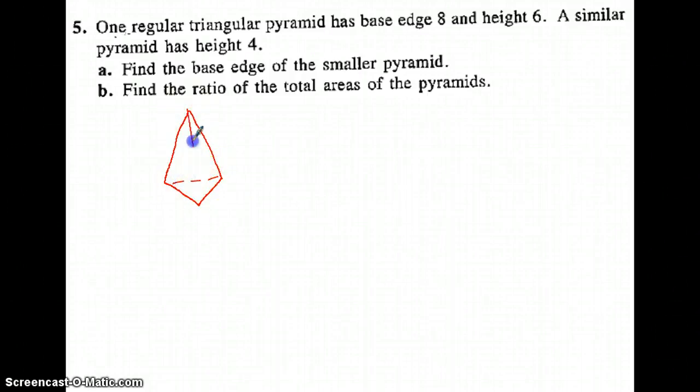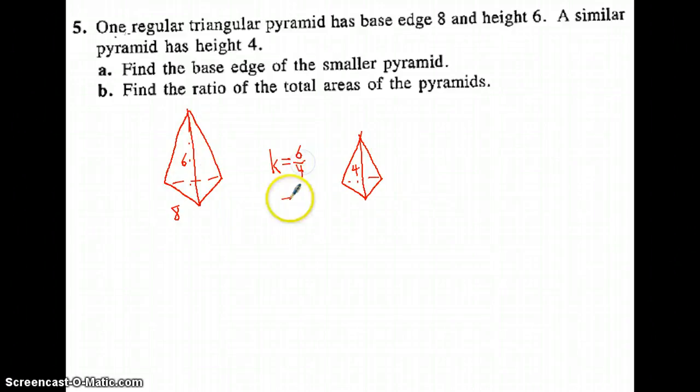Something like this. It has base edge 8 and a height of 6. I have a similar one, so it's altogether smaller. It has a height of 4. So I know what K here is. K is the ratio of lengths. Here's a length in this pyramid, a length in that pyramid. K is 1.5. Great. So I could use that and figure out what happens to the side and all that stuff.